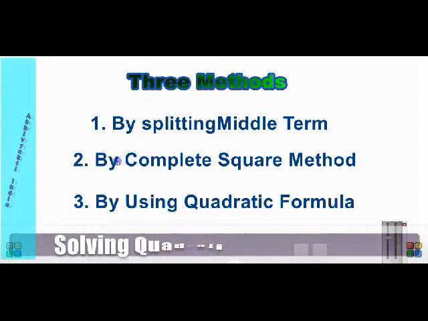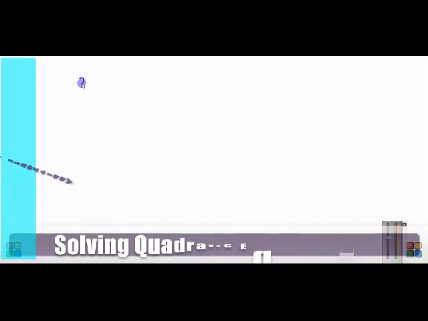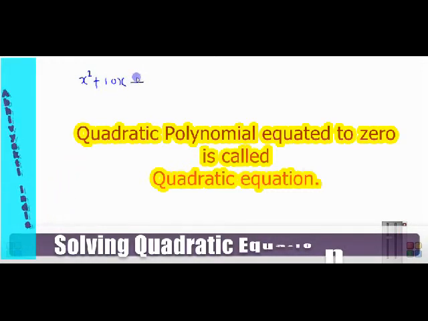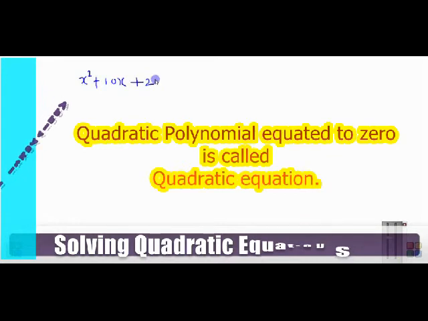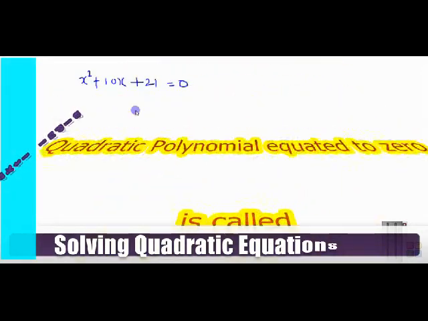So let us take one example: x square plus 10x plus 21 is equal to 0. A quadratic polynomial equated to 0 is called a quadratic equation.